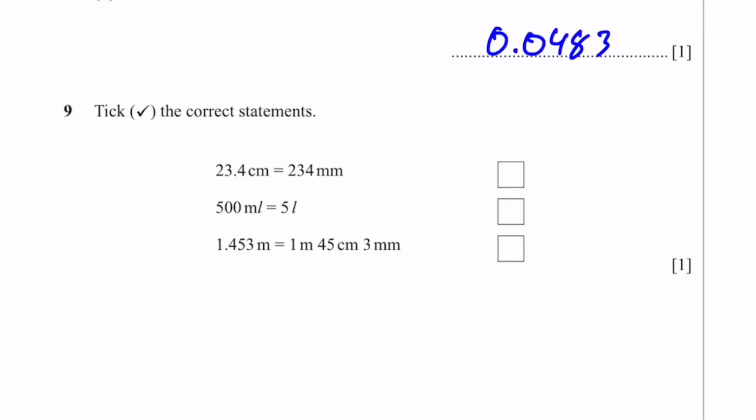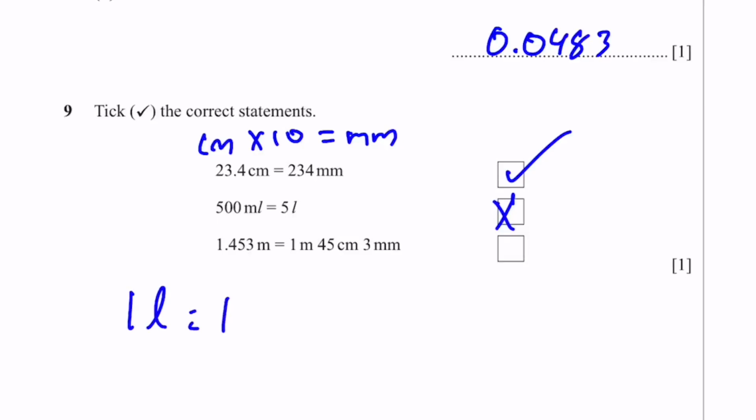Now, tick the correct statements. 23.4 centimeters is equal to 234 millimeters. Centimeters multiplied by 10 is equal to millimeters, because 1 centimeter is 10 millimeters. And that's why this is correct. 500 milliliters is 5 liters. This is wrong because 1 liter is equal to 1000 ml.